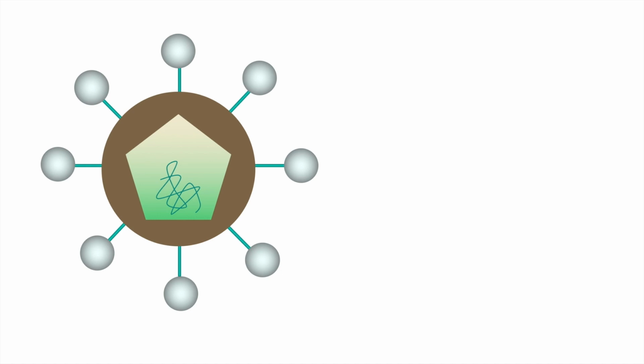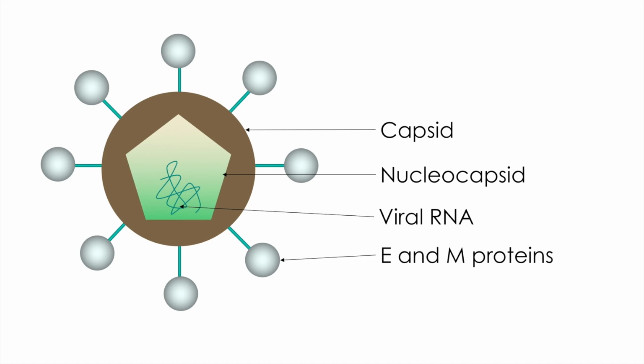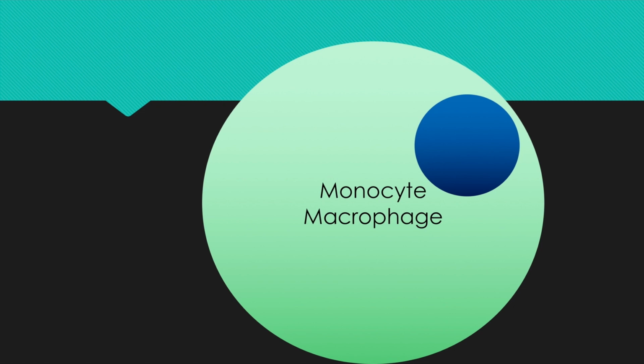This is the overall structure. This is the capsid, this is the nucleocapsid, this here is the viral RNA, and these are the E and M proteins. When the dengue virus invades the body, it invades the monocytes and macrophages.